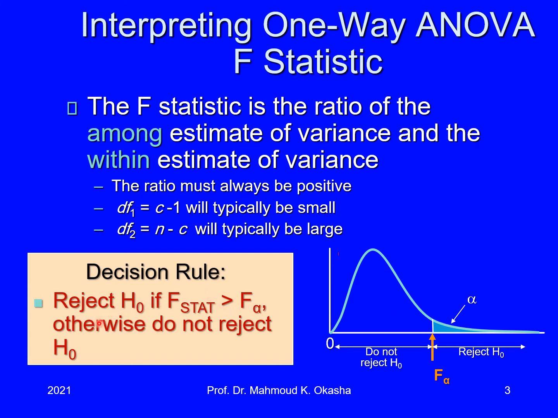So the decision rule: reject H naught if F stat, which is the computed value, is greater than F alpha, which is the tabulated value, the theoretical value of F that we get from the table. Otherwise, do not reject, as we do not have enough evidence to reject this hypothesis.